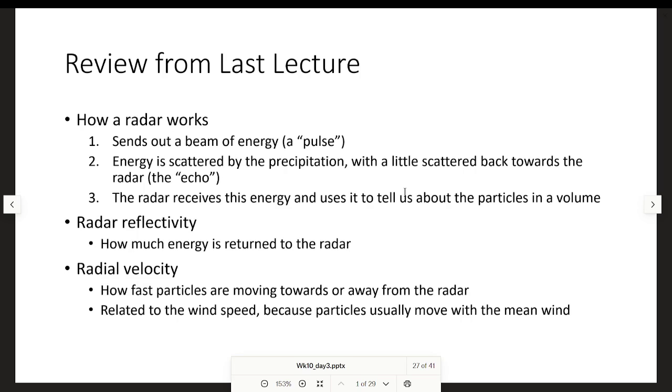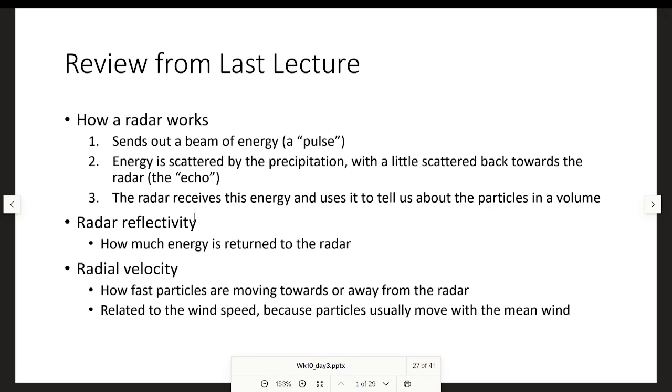This should be the last PowerPoint for today. So yeah, we just talked about how the radar works, and it sends out a beam of energy, which is called a pulse, and then it's scattered by the precipitation, and some of this energy is scattered back towards the radar, and that's called an echo. Then the radar receives this energy, and it uses it to tell us about the particles in a volume. So it can tell us about the size, shape, composition, distance from the radar, etc.